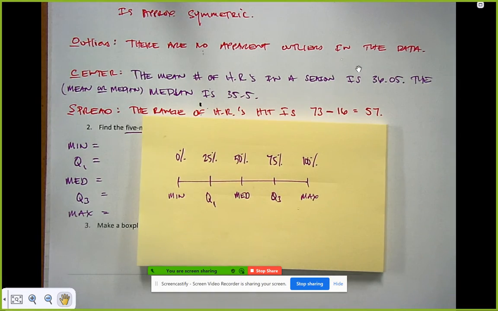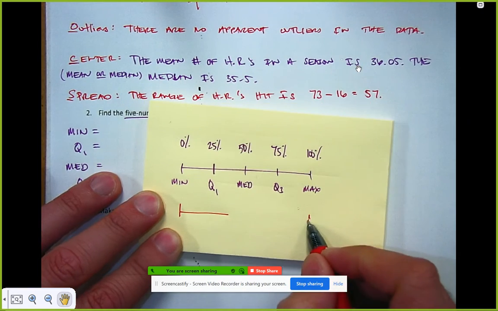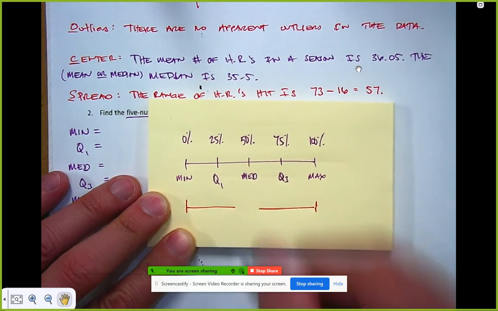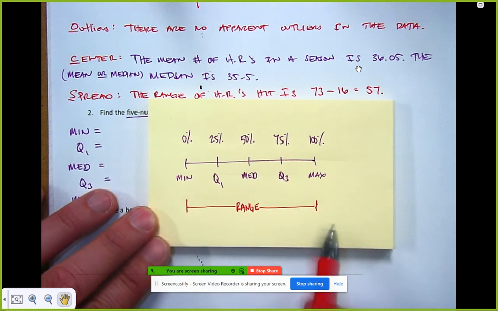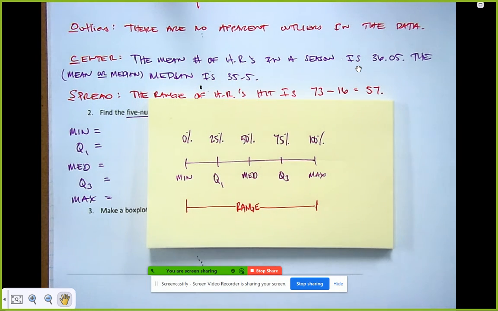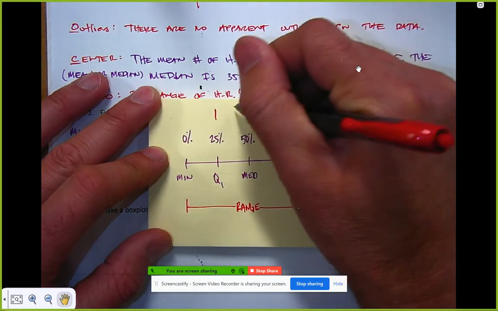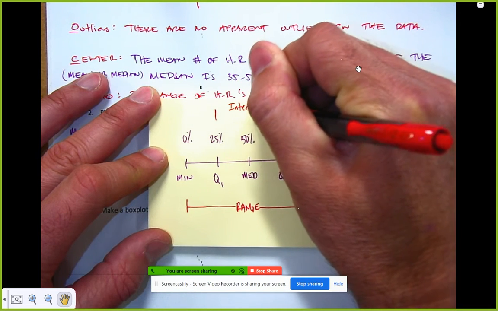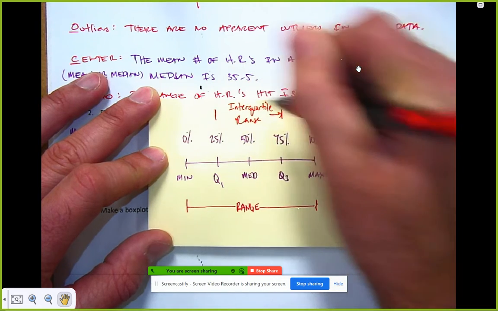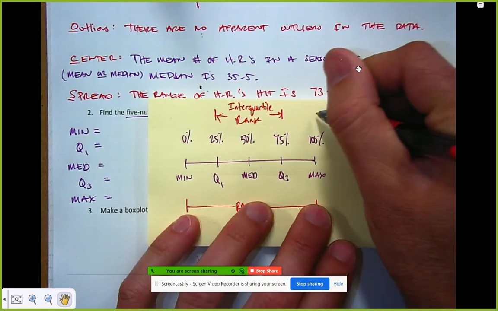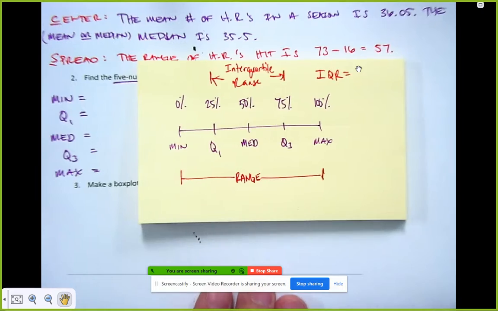Okay. In addition, there's one more thing that you guys would need to know. The distance, right, from the min to the max, there's a name for that, right? It's range. Range is equal to the max minus the min. Okay. Now, there's something else. If you find the distance from quartile 1 to quartile 3, this is what we call the interquartile range. Okay. And we abbreviate that IQR.